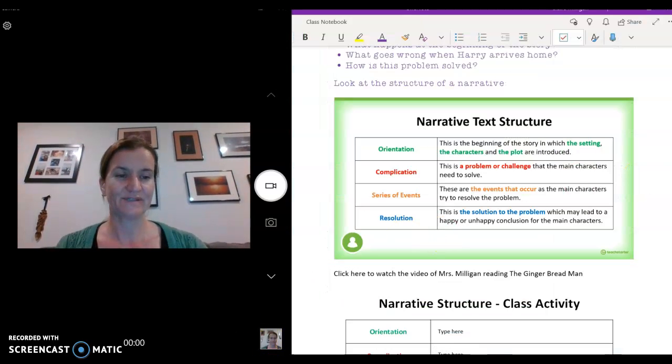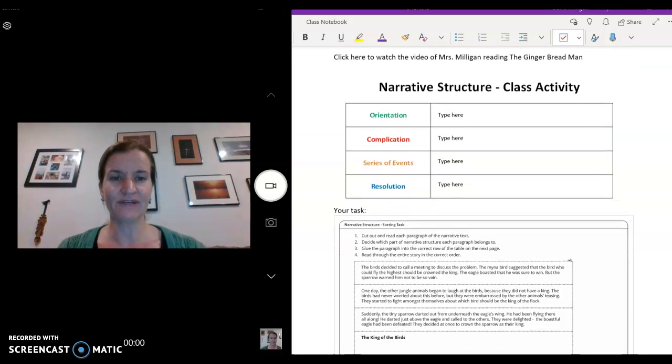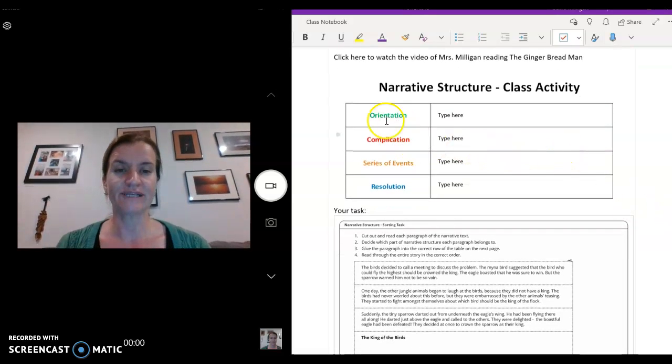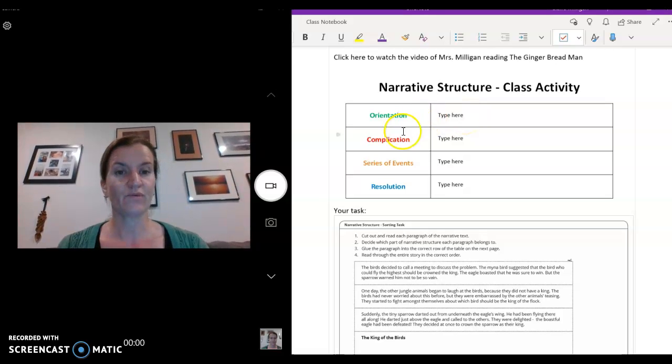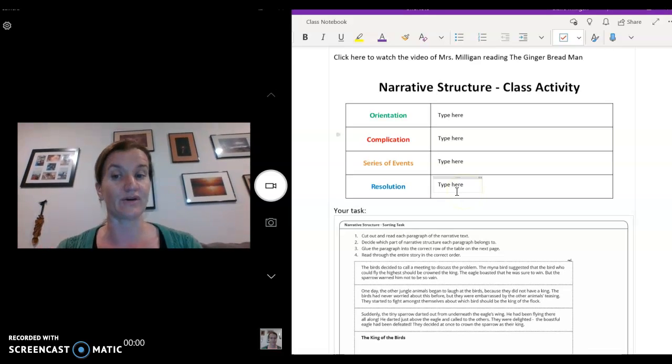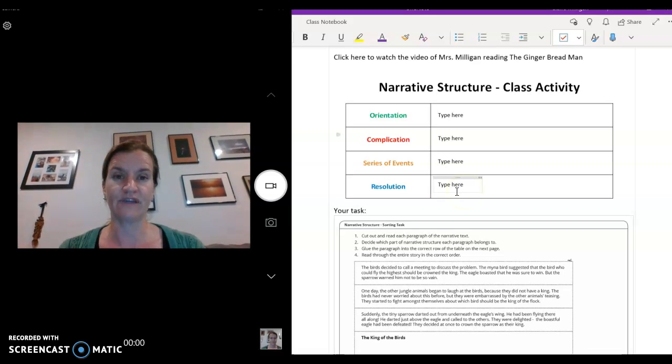Okay, so scrolling down, the next part of your lesson is you are going to type into the boxes what you think the orientation was to that story, what you think the complication was, what you think the series of events was, and what you think the resolution was. So you're not typing exactly what was written in the story, you're writing what the orientation was.